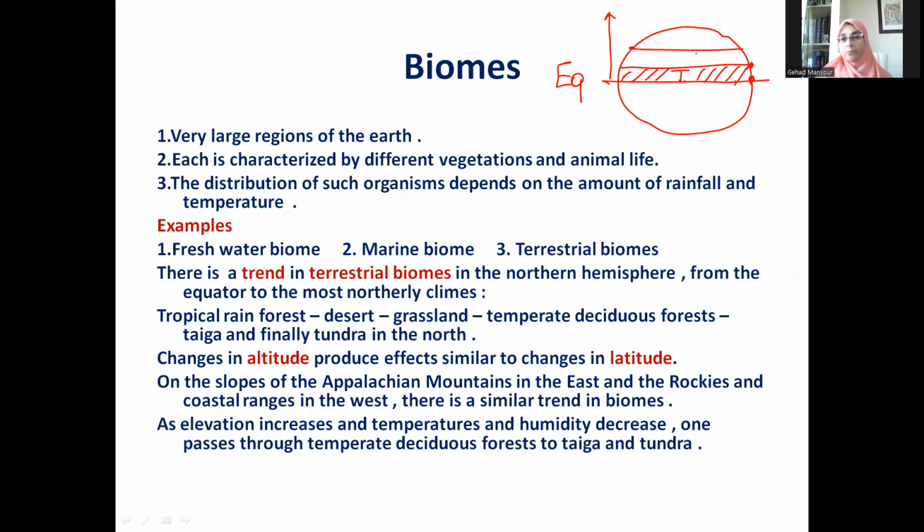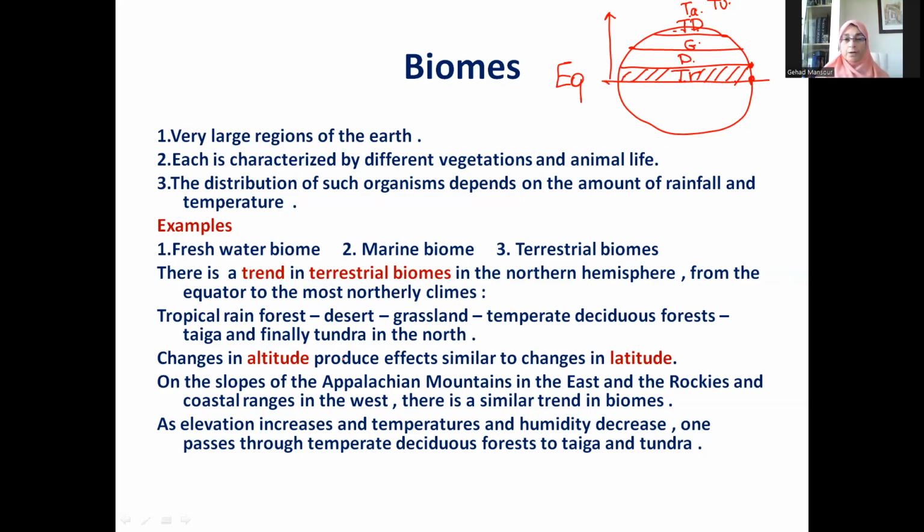And then, for example, we would have the desert, and then the grassland, and then the temperate deciduous forest, TD, and then the taiga, and finally the tundra in the north. So you have the tropical rainforest, TR, then desert, then grassland, then again forest, but temperate deciduous forest, and then the taiga, and then the tundra.